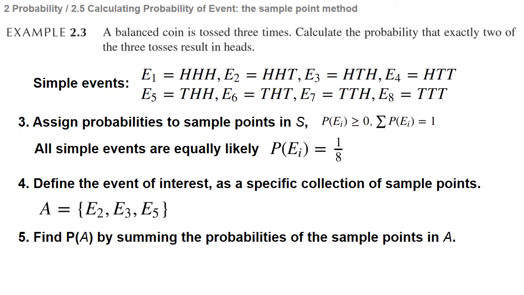So let's count which events have 2 heads. E2 has 2 heads, E3 has 2 heads, and E5 has 2 heads. So our event A includes E2, E3, and E5. And in step 5, find the probability of A by summing up the probabilities of the sample points in A. So the probability of each simple event is 1 over 8, and we have 3 of them, so it's 3 over 8.